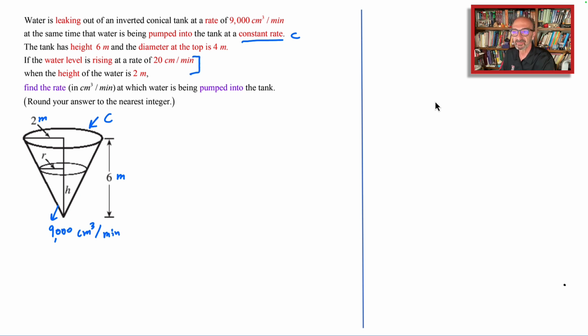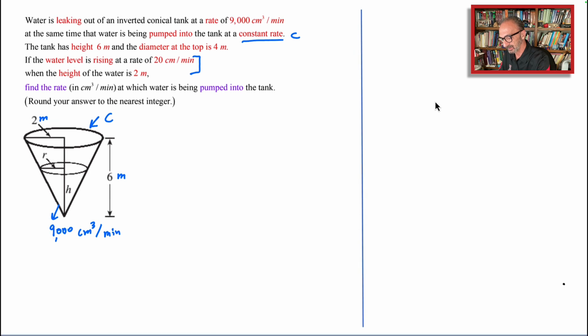And it says if the water level is rising at a rate of 20 centimeters per minute when the height of the water is 2 meters. But we're using centimeter all over. As you could see, the rate was going out of the tank as a leak 9,000 centimeter cube per minute, not meter. So we need to convert this right here to 200 centimeter.